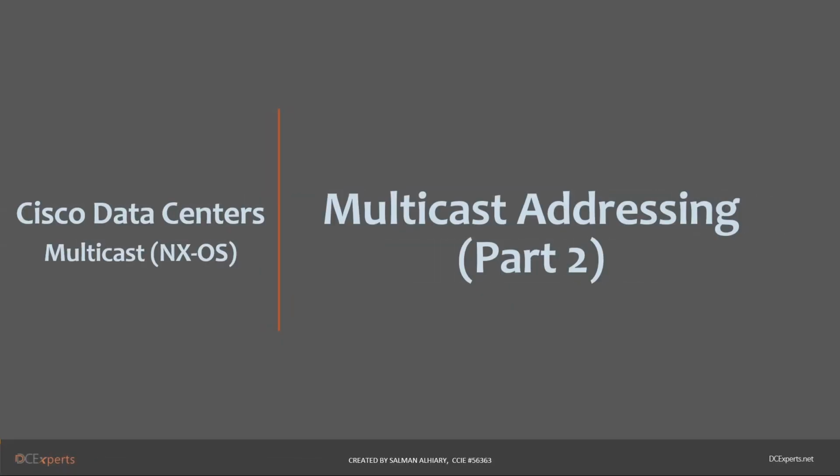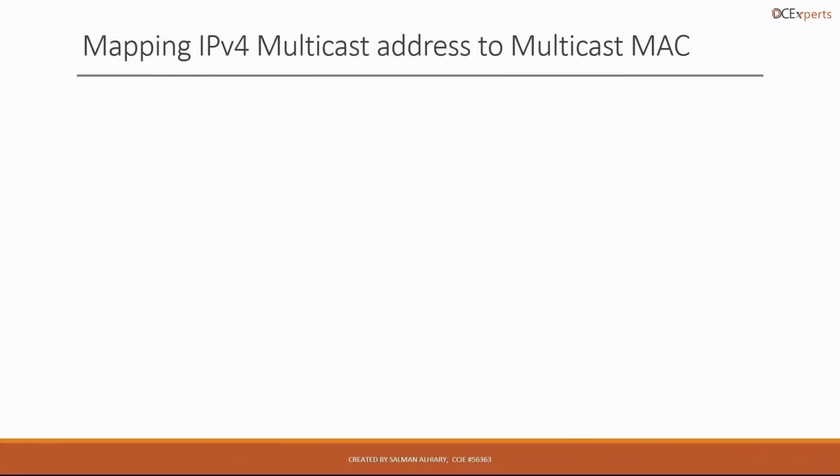Let's see how we can map multicast addresses to IPv4 multicast address. So, mapping IPv4 multicast address to multicast MAC. To do that, we have several steps. Example number 1, 225.1.2.3. We need to find the MAC address for this multicast destination group. We have several steps to follow.